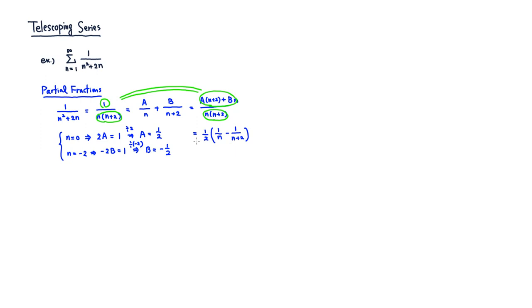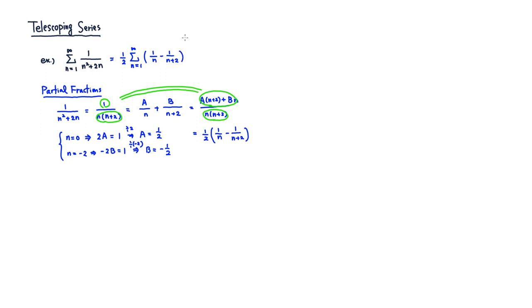So this is exactly the same expression as 1 over n squared plus 2n. It just looks a little bit different. All right. So this summation now can be rewritten as, I'm going to pull 1/2 outside of the summation sign. So we can put 1/2 outside. Then we have a summation, n goes from 1 to infinity, of 1 over n minus 1 over n plus 2.